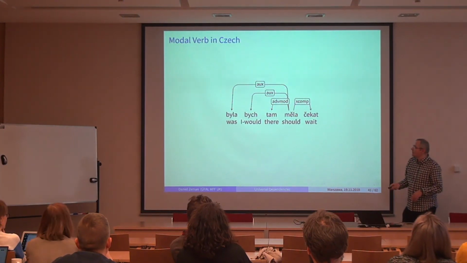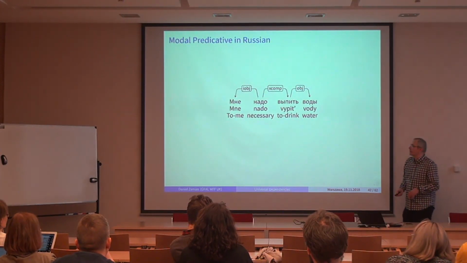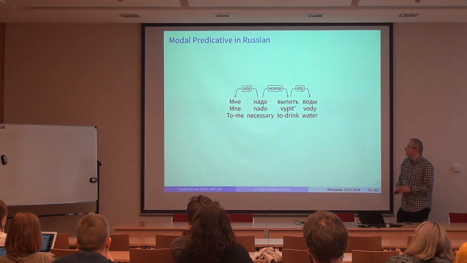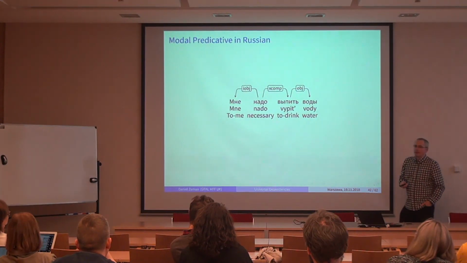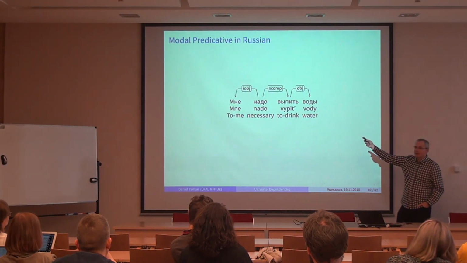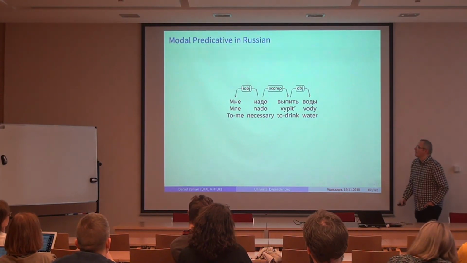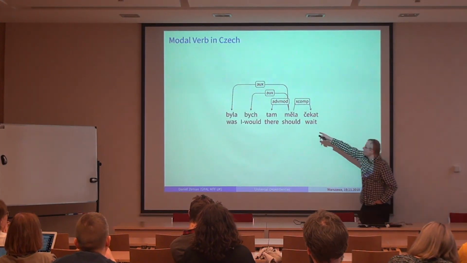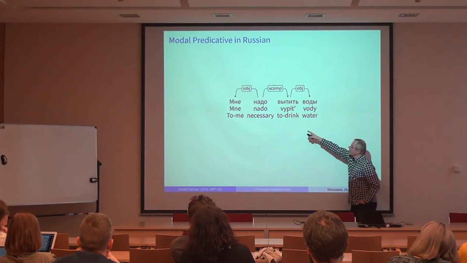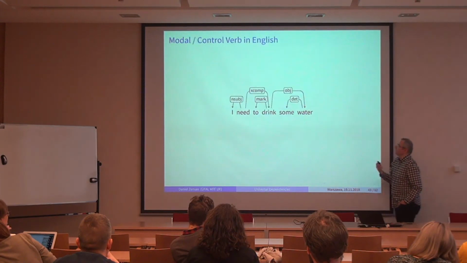So we lose the parallelism here, but we keep parallelism to other things where the modal is not even a verb, like in Russian "mně nado vypit vody," it's necessary for me, so I should drink water. Here "nado" is not a verb, so it would not count as auxiliary probably unless we stretch it even farther. But it will be parallel to what I had in the Czech slide, because there is xcomp between "měla" and "čekat," and there is xcomp between the predicative here and "vypit," the infinitive.